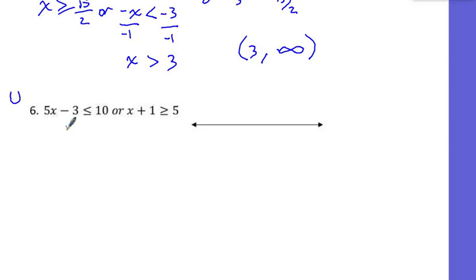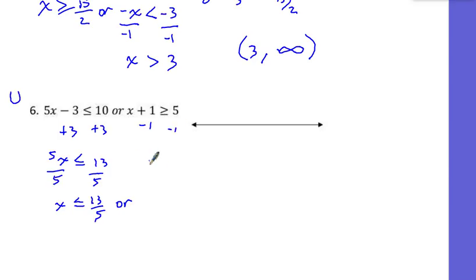We'll work with the first inequality here. Add 3 to both sides of the inequality sign. 5x is less than or equal to 13. Divide both sides by 5. X is less than or equal to 13/5. Or subtract 1 from both sides. X is greater than or equal to 4.